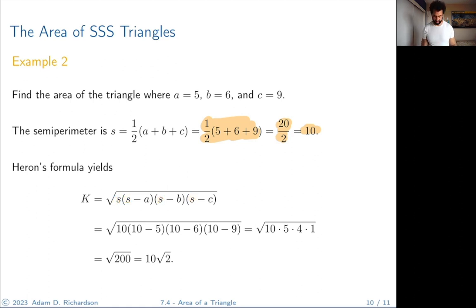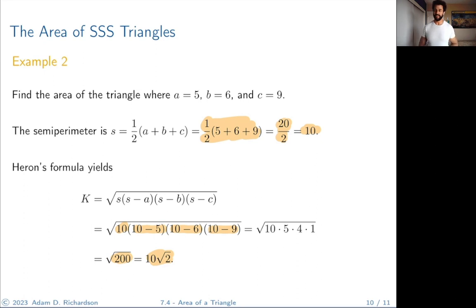So we're going to have 10 times 10 minus 5 times 10 minus 6 times 10 minus 9. Do some basic arithmetic here, and you're going to find that this is the square root of 200. And if you want to simplify that, you can pull out the perfect square of 100, and the final answer is 10 root 2. And that is the area.